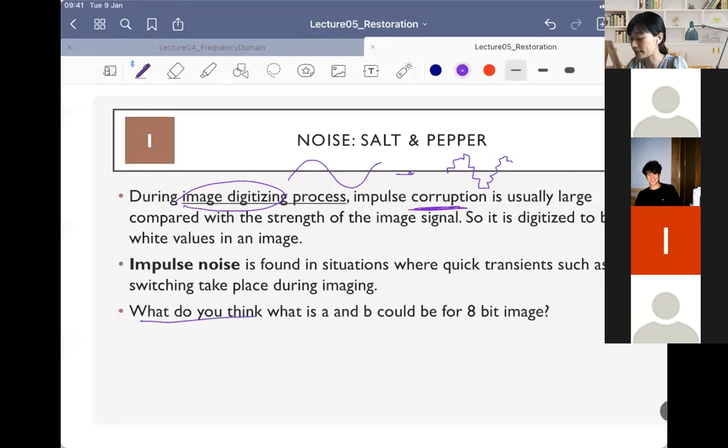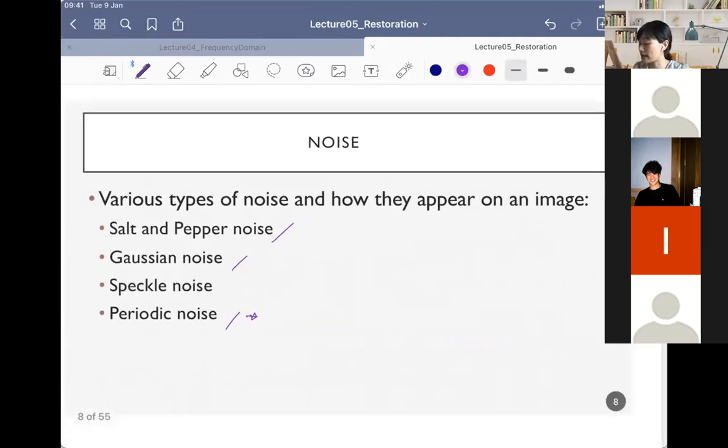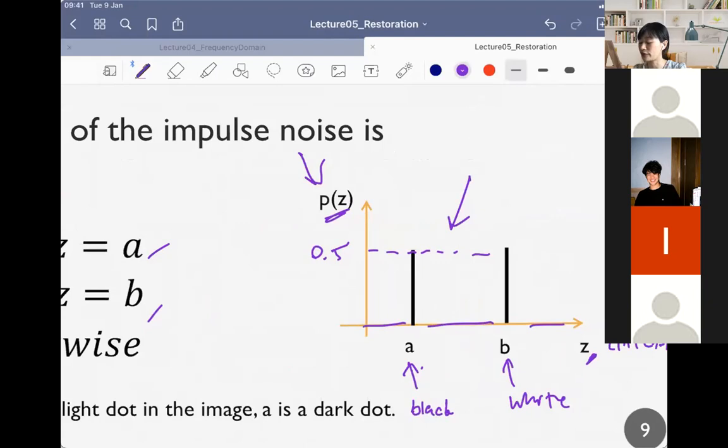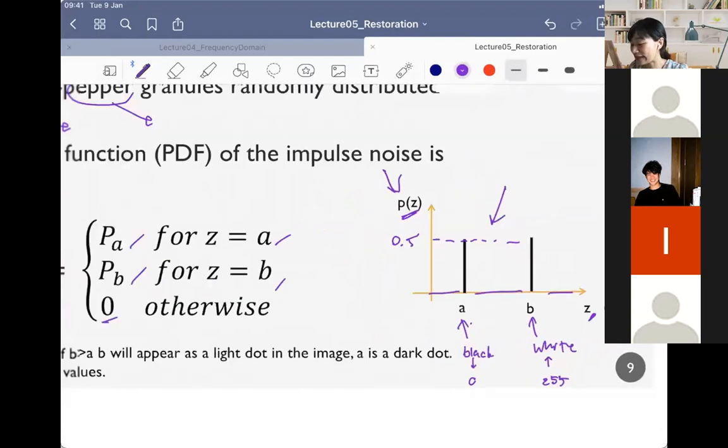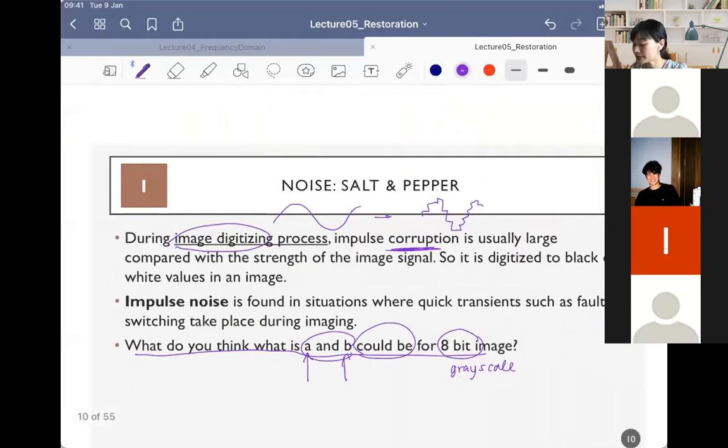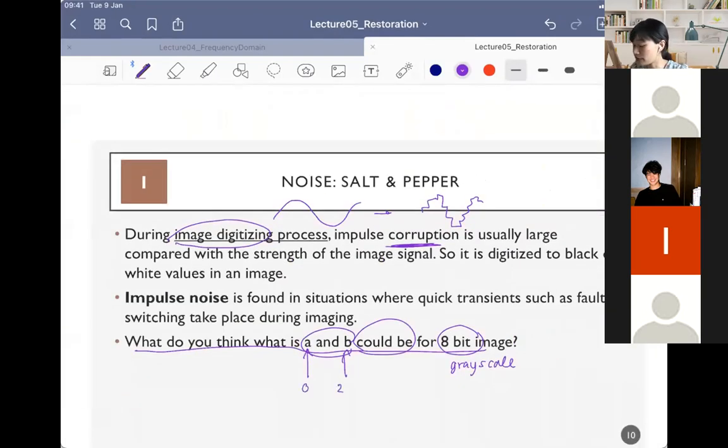So what do you think A and B could be for the 8-bit image or the grayscale level? What's actually A and B? Actually, I already wrote it here in terms of color. So the black would be 0, right? And white would probably be 255. So I answered it myself. So yeah, A and B could be 0 or 255.